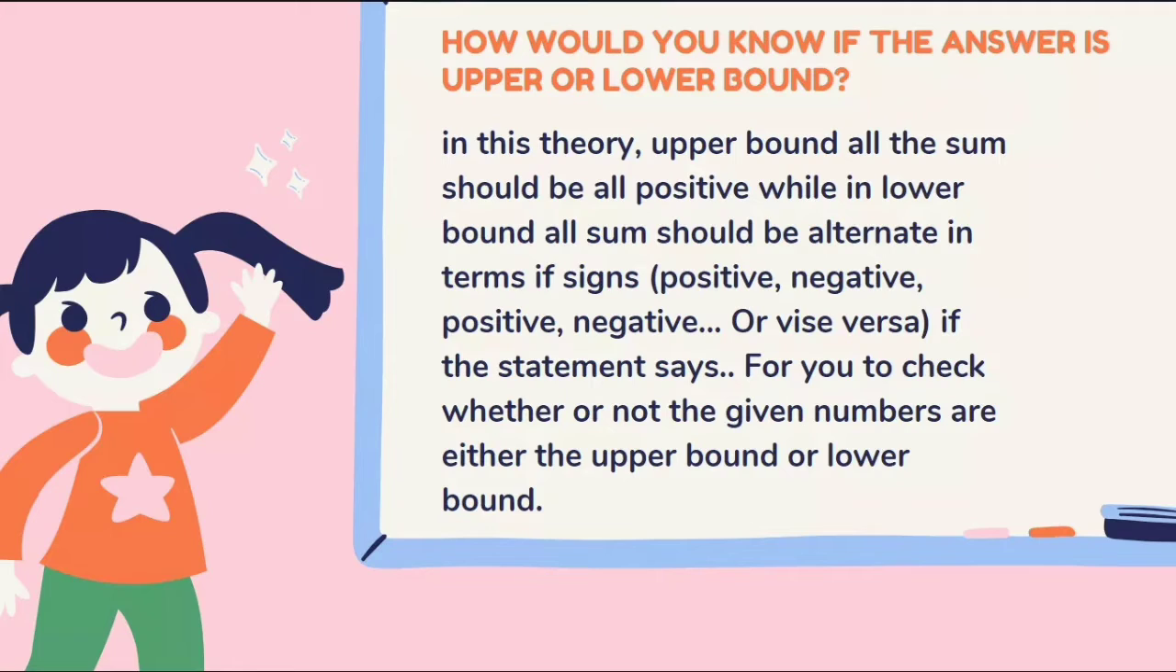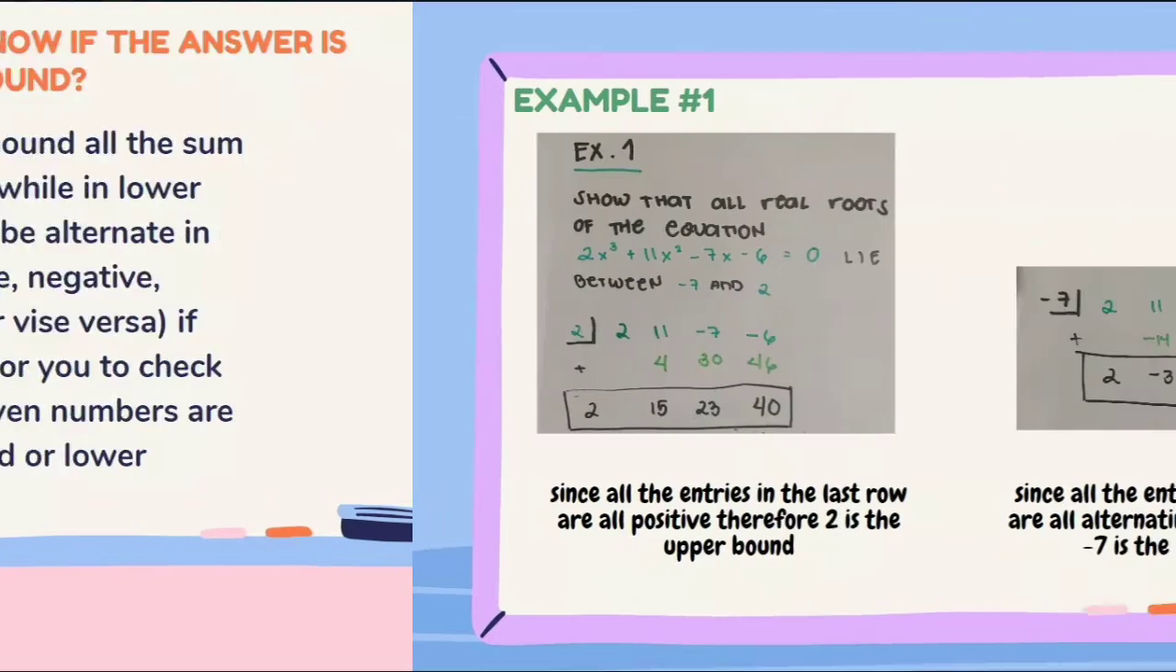Here's the question. How would you know if the answer is upper bound or lower bound? In this theory, for upper bound, all of the sums should be positive, while in lower bound, all sums should be in alternate signs. Positive, negative, or vice versa. Negative, positive, negative, positive. This applies if the statement says for you to check whether or not the given numbers are either the upper bound or lower bound.